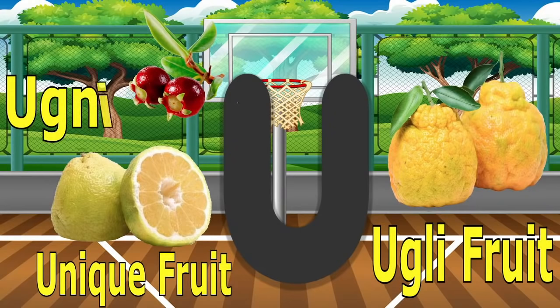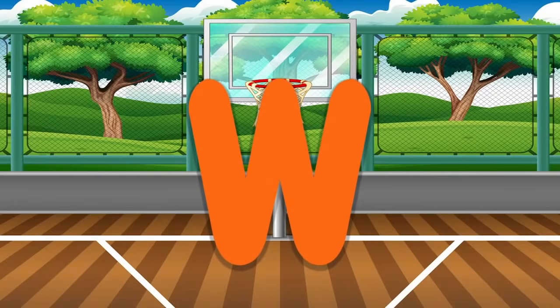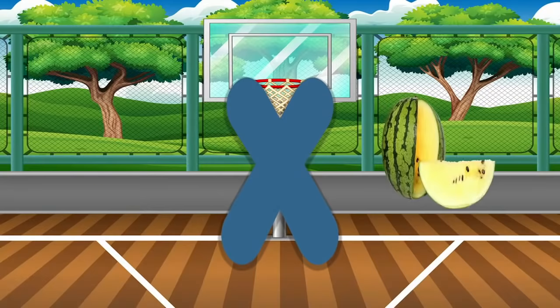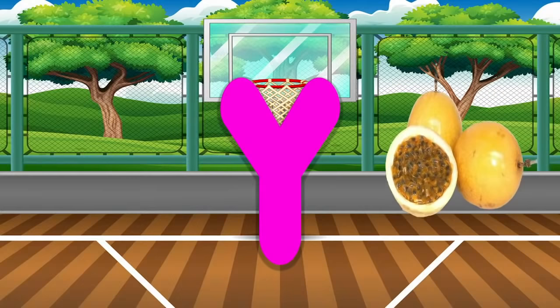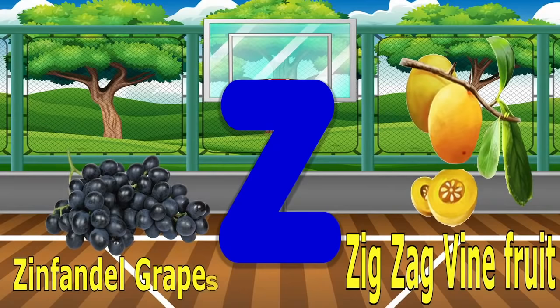V, vanilla bean, velvet pink banana. W, watermelon, wolfberry, white mulberry. X, and the rest of the X fruits. Y, yellow Persian fruit, Yunnan huckleberry. Z, zigzag wine fruit, Zinfandel grapes, zucchini.